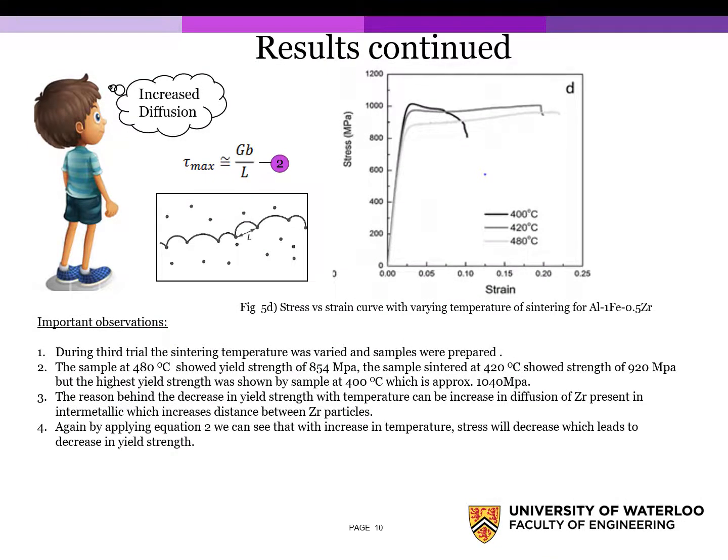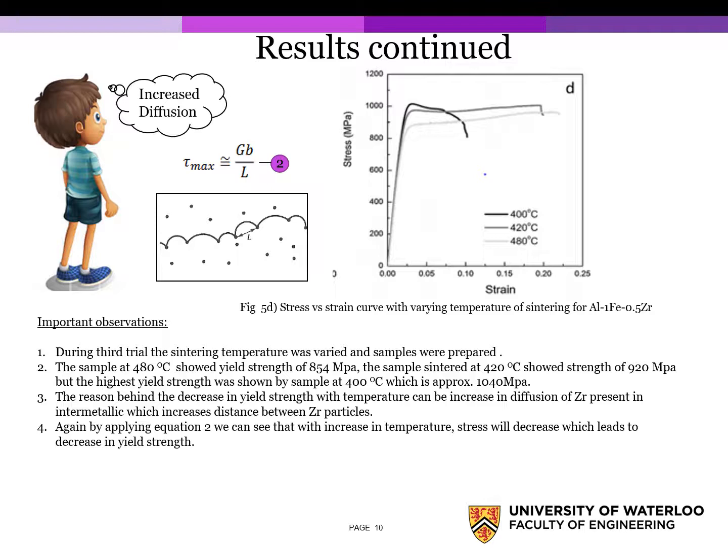This time, the sintering temperature was varied and samples were prepared. Figure 5D shows the stress versus strain curve with varying sintering temperature for Al1Fe.5Zr samples. The sample at 480 degrees Celsius showed a yield strength of 854 megapascal. The sample at 420 degrees Celsius showed a strength of 920 megapascal, but the highest yield strength was shown by the sample at 400 degrees Celsius, which is approximately 1040 megapascal.